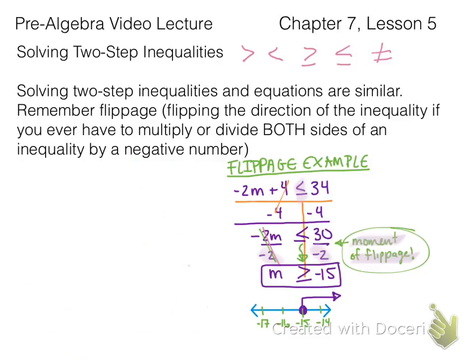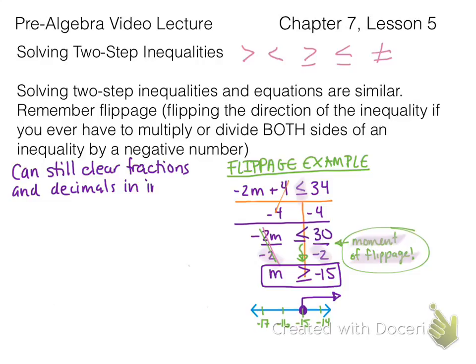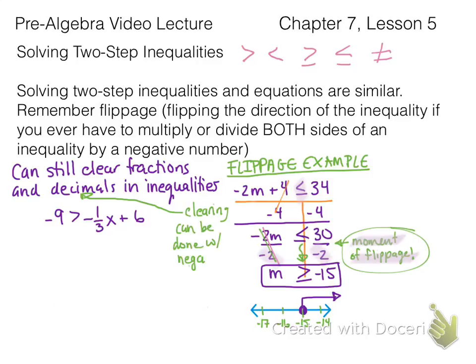All right, now let's do another one. You can still clear fractions and decimals when you have inequalities. Just because it was 2 lessons ago doesn't mean you can't still do it. So I'm going to go ahead and clear this fraction, even though I technically don't have to because there's only one. Especially if there's 2 or more fractions in your inequality or equation, definitely clear them. So I'm just going to remind you real quick what clearing looks like.